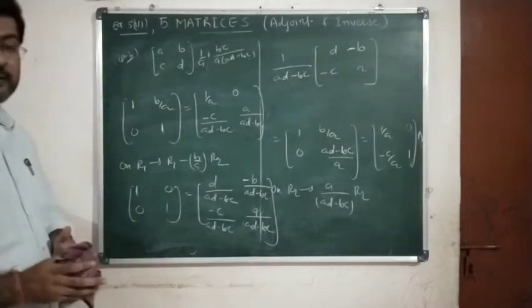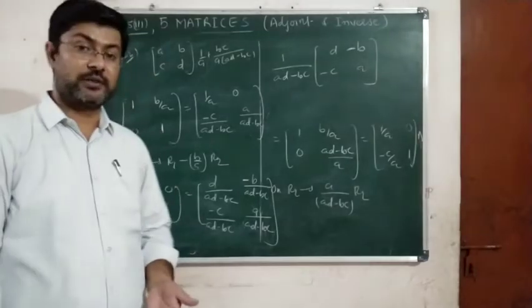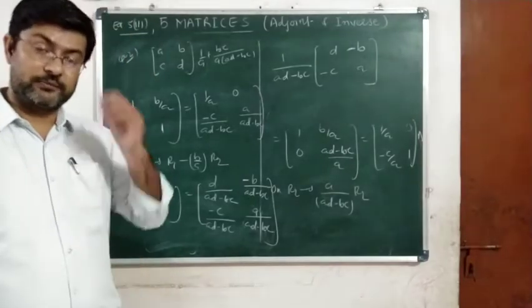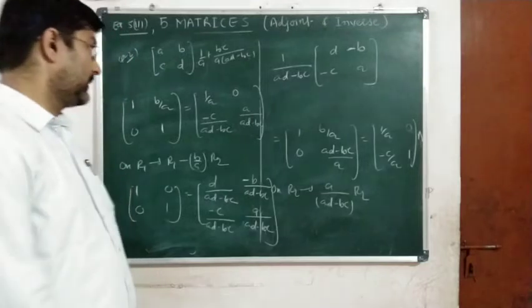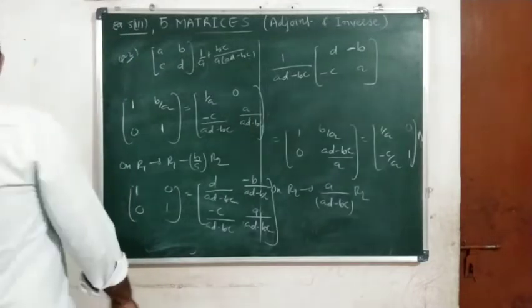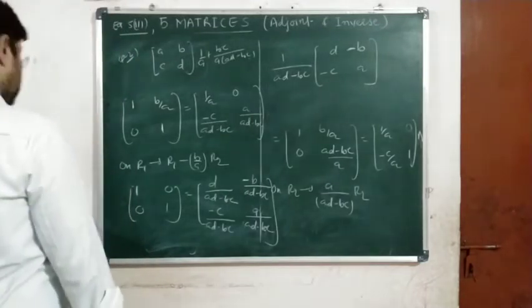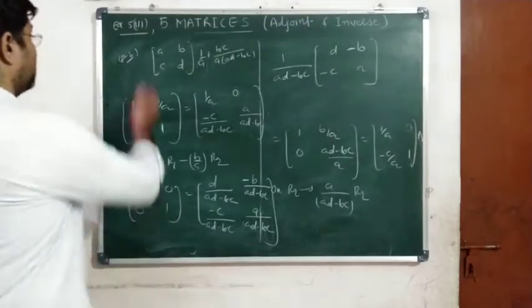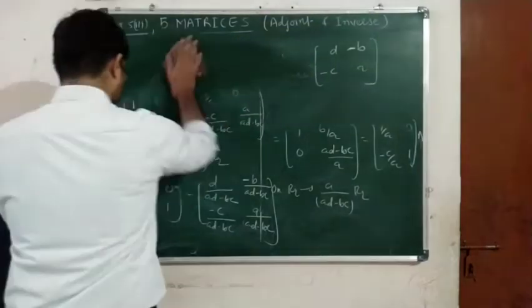So for 2 by 2 matrices, now you can use elementary row transformation, and the remaining sums you can try yourself. Okay, try to find the inverse. Now let us solve. Let us find the inverse of a 3 by 3 matrix using the elementary row transformation method.